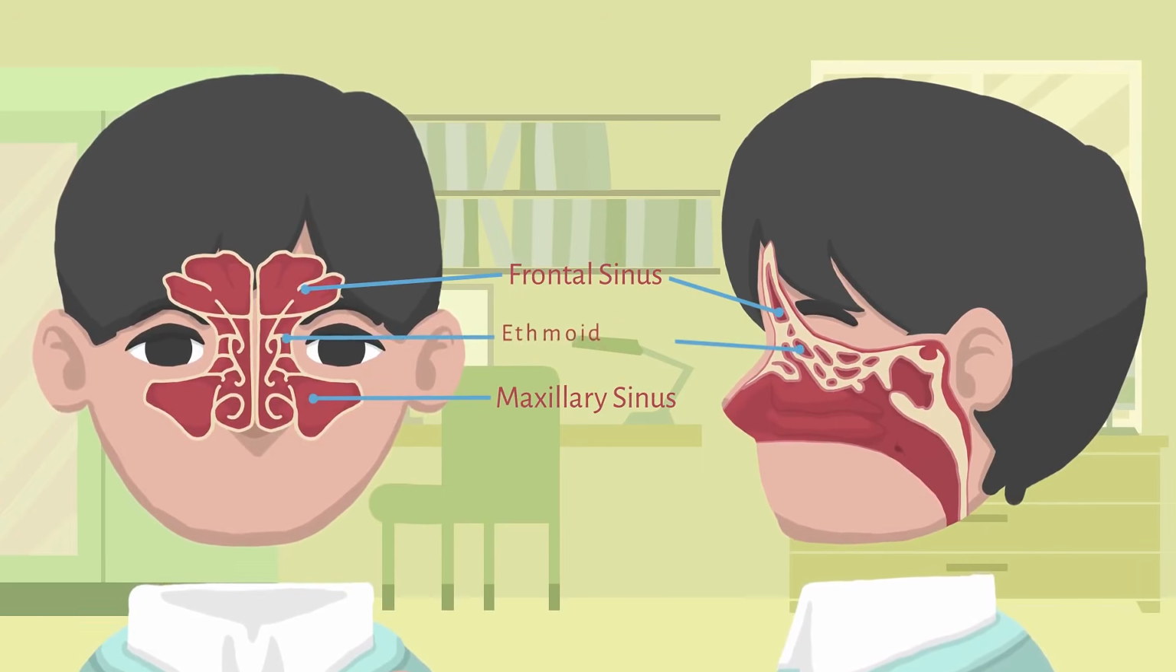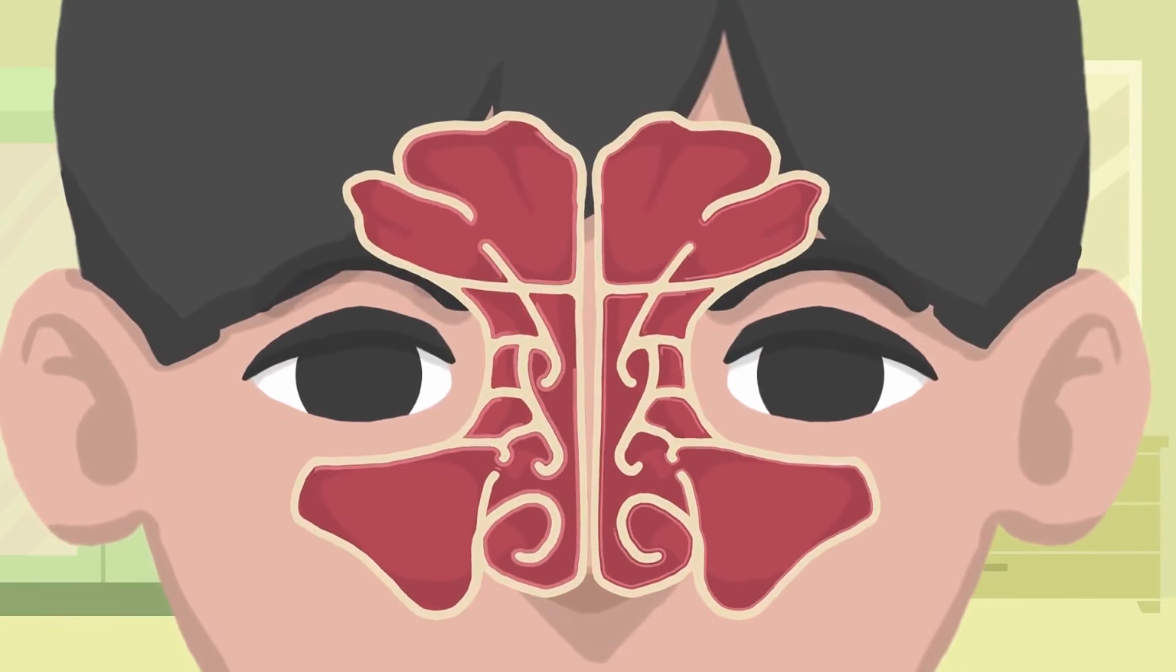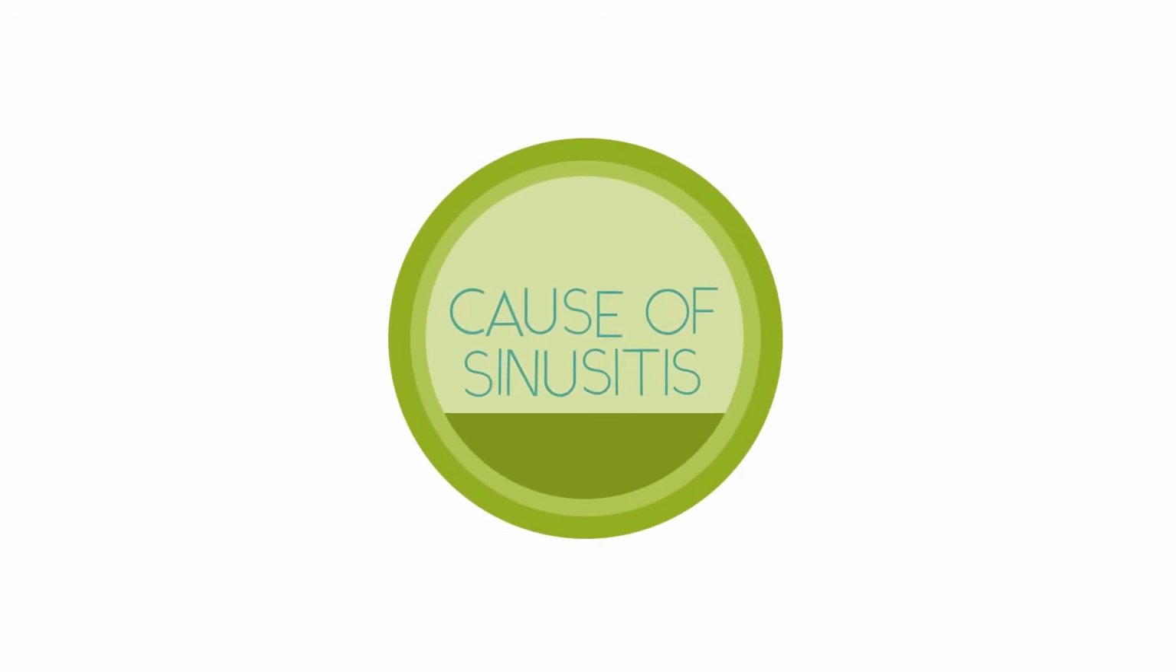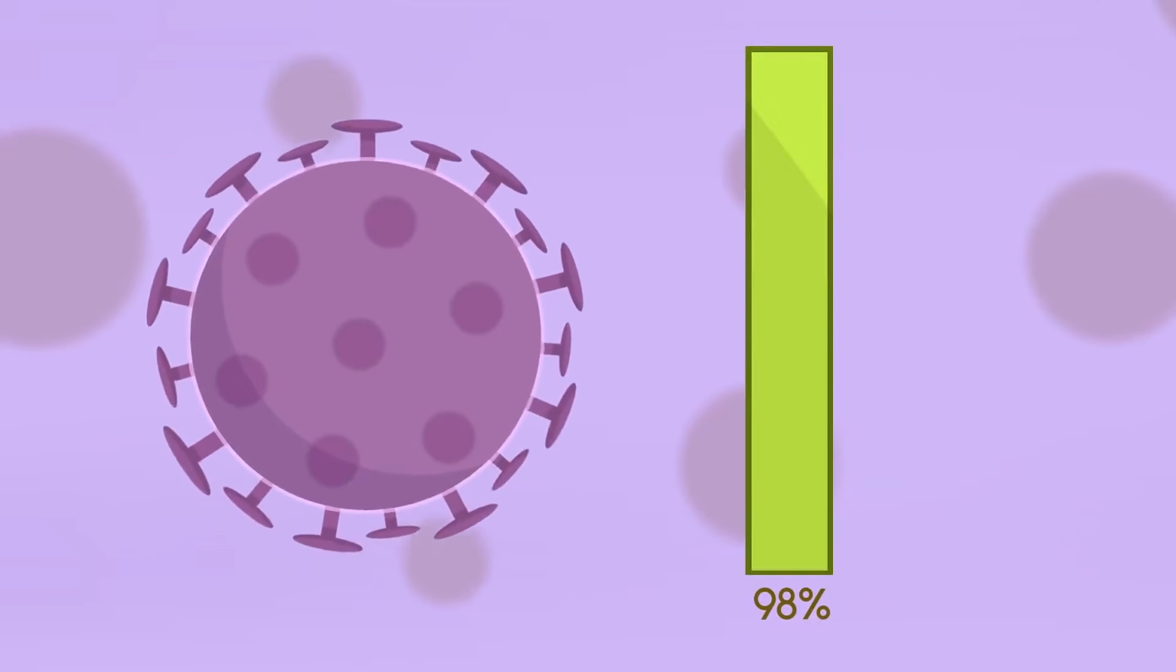Between your eyes are your ethmoid sinuses. In bones behind your nose are your sphenoid sinuses. They're lined with soft pink tissue called mucosa. Sinusitis means your sinuses are inflamed. What causes sinusitis? 98% of sinusitis occurs due to viral infection.